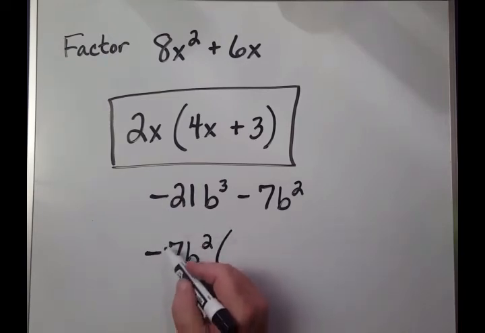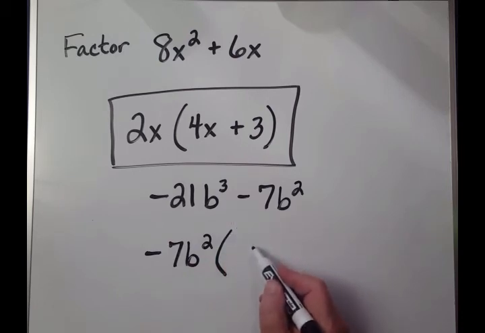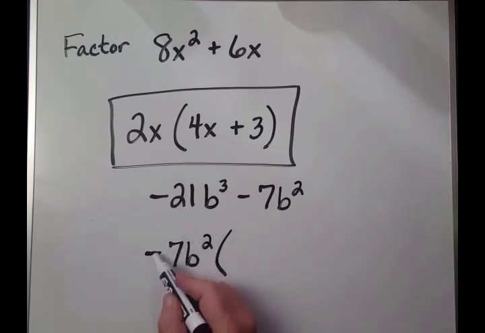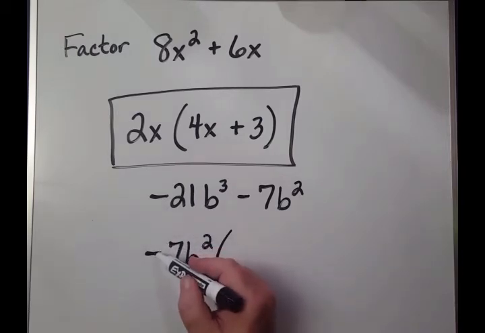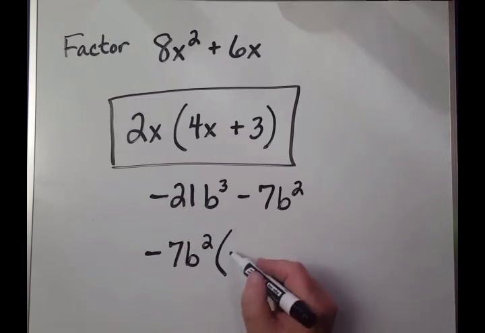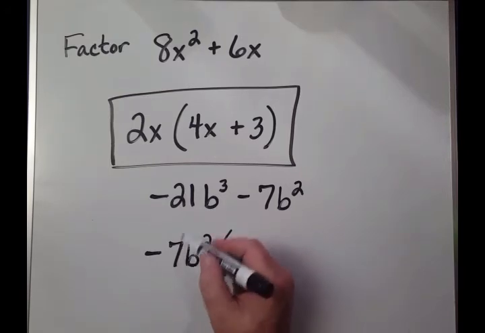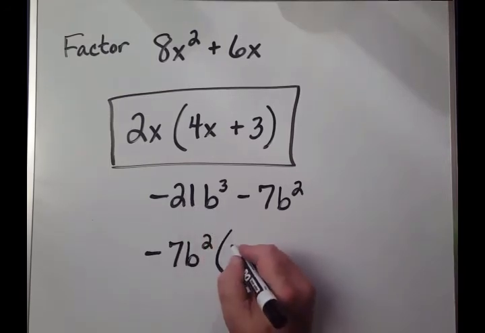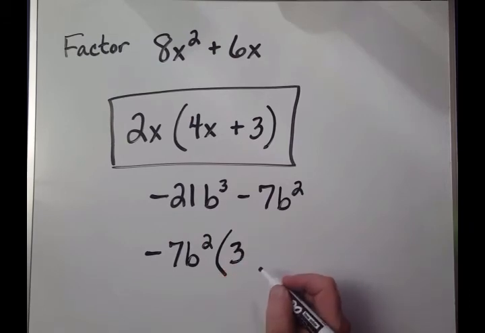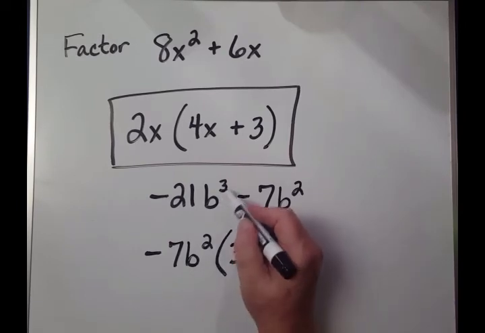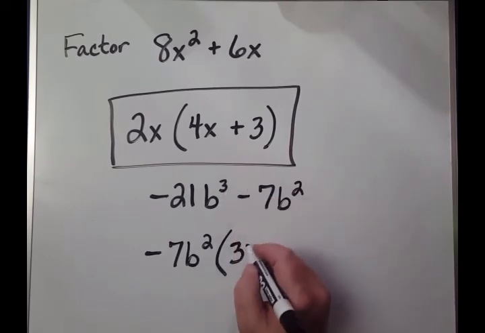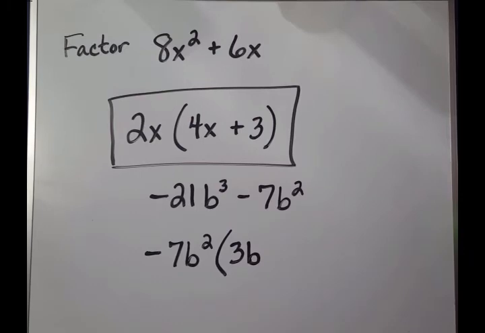When you go to distribute this back, you're going to have a negative times a positive to give you this negative back. So, if I pull a negative out of a negative, it leaves a positive. If I pull 7 as a factor out of 21, it leaves a 3. 7 times what is 21? 3. And if I pull 2 factors of b out of b cubed, it leaves 1 factor of b.